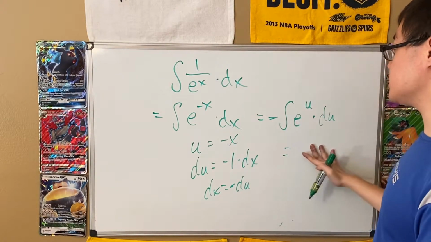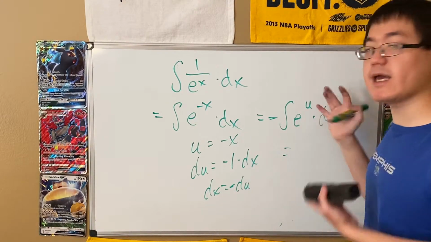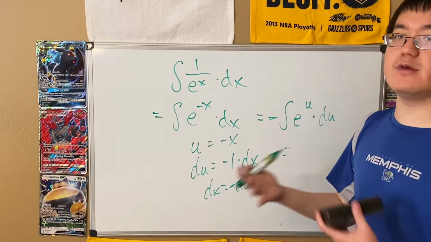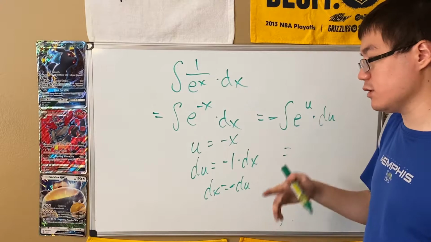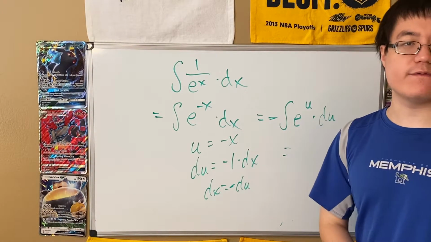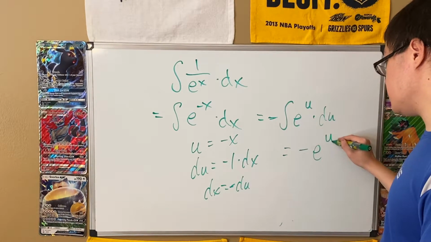I change all my x's to u's. So what's the antiderivative of e to the u? This one I can't take without a u-sub because it is literally just e to the u, just the single variable, no negative attached to the guy. So now I can just take the antiderivative. The antiderivative of e to the u is of course e to the u. So it's going to be minus e to the u.